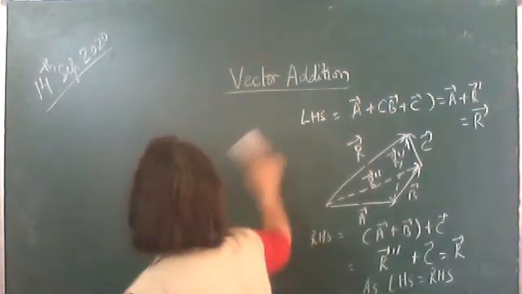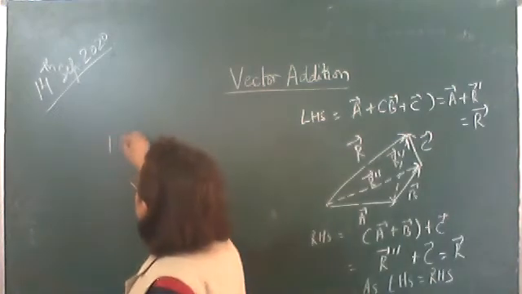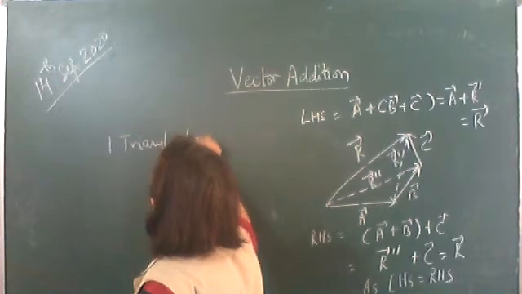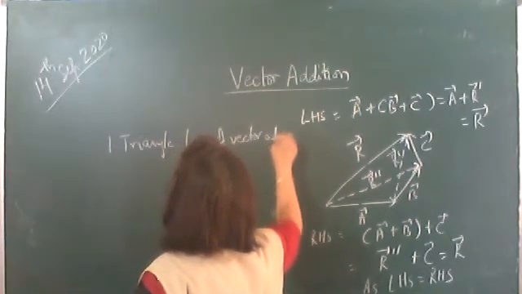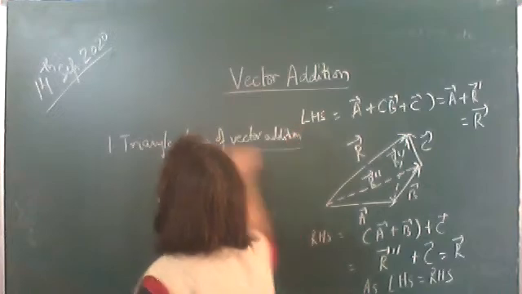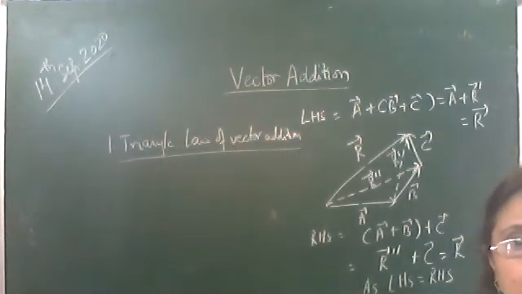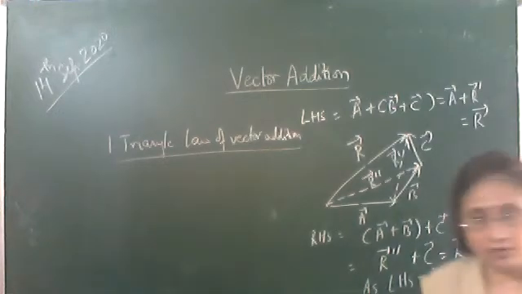The first law is the triangle law of vector addition, which states that if two vectors can be represented by the two sides of a triangle taken in the same order, then their resultant will be given by the third side of the triangle taken in opposite order. This is the statement.